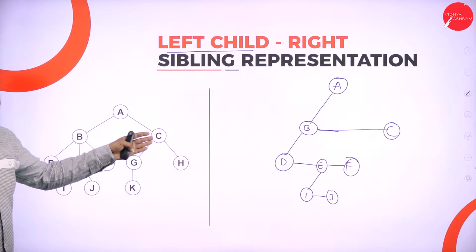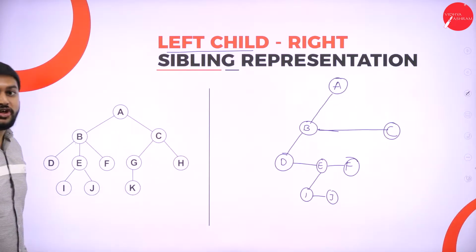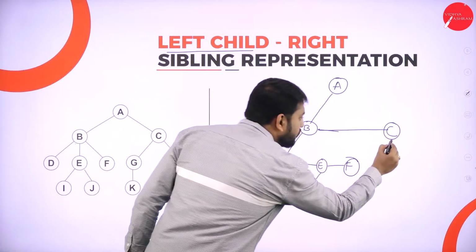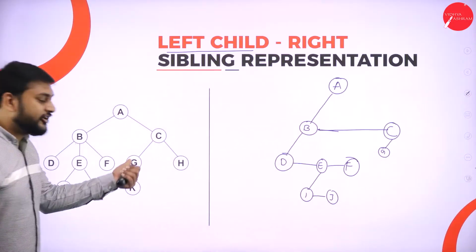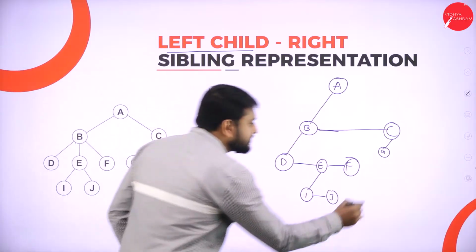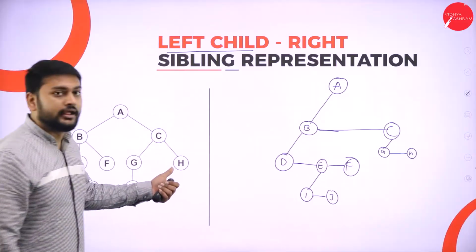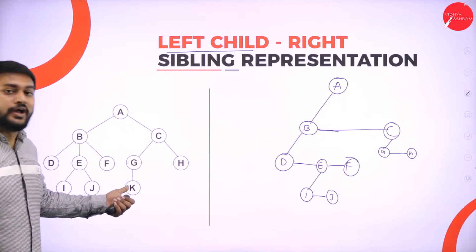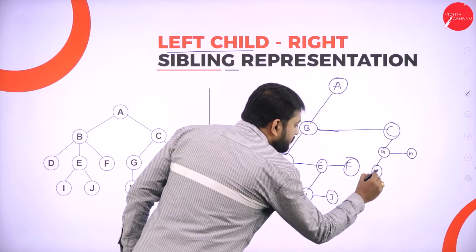The next part that I have here is C. When it comes to the C, which one is the left child? G is the left child. That's what you need to observe here. So I will write G. So G is the left child. For this G, which one is the right sibling? So H is the right sibling. So you just have to write the H as a sibling. Then I have the last one, that is K. K is the left child. That's what you need to mention here.